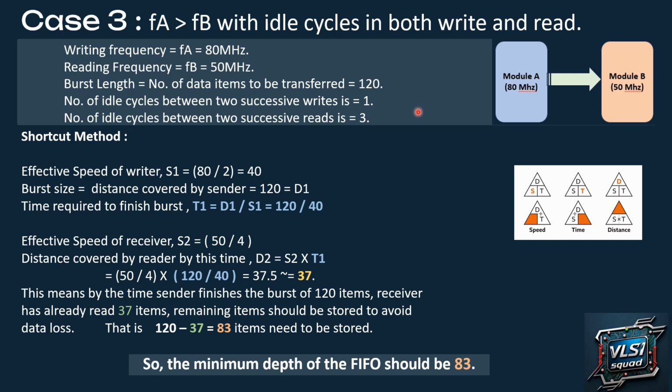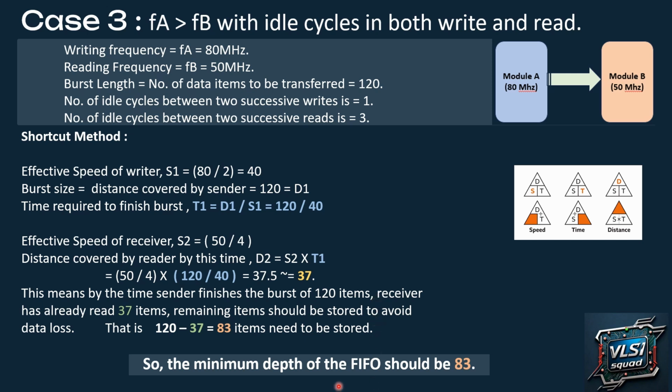As I said earlier, the writing speed is reduced to half because it is taking 2 cycles instead of 1. The effective speed of the writer will be 80 by 2, that is 40, and the distance is the same, 120 data items. The time required to finish the burst will be 120 by 40. The effective speed of the reader or receiver will be one fourth of the original reader speed, so it is 50 by 4. By the time the writer writes all the data items, how many data items the reader can read will depend on this effective speed.